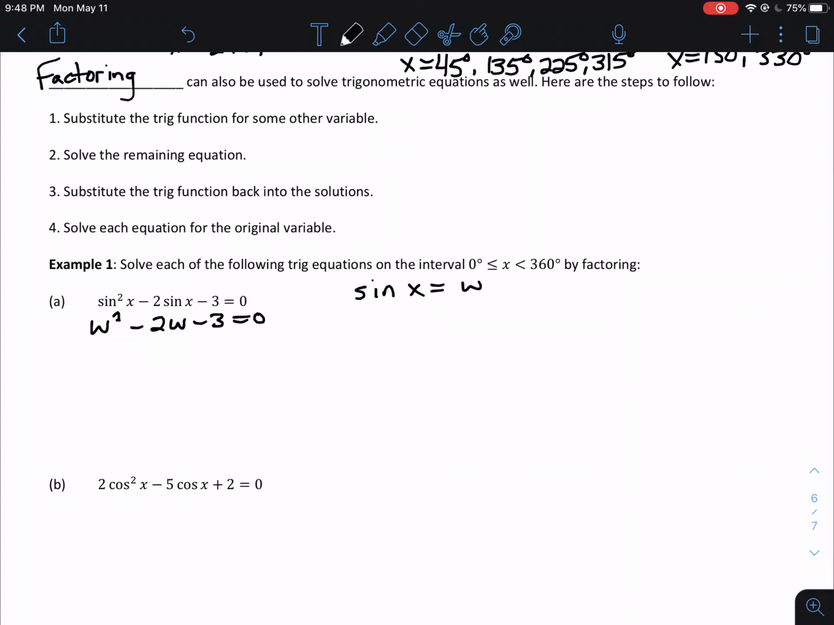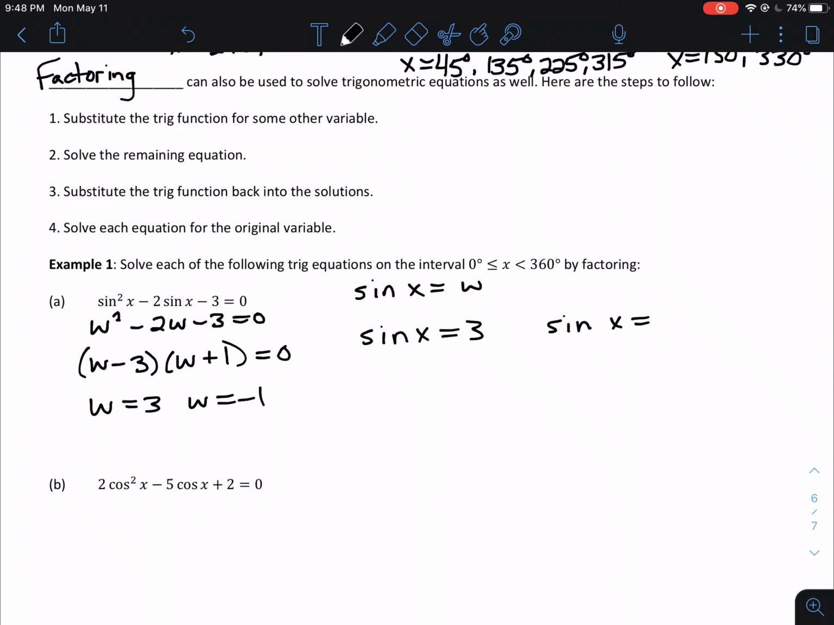Okay, so now let's work on our factoring. I believe we could factor this to be w minus 3 and w plus 1 equal to 0. So then that's going to give us two solutions. It's going to tell us that w can equal 3 or w can equal negative 1. Now what we're going to do, since we've got w by itself, is we're going to take sine of x and put it back in for w. So we're going to have two equations. We've got sine of x equals 3 and sine of x equals negative 1.